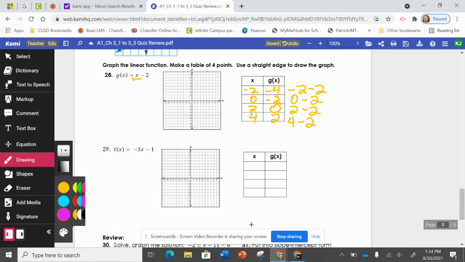If I plot these on my graph, negative 2, negative 4, 0, negative 2, 2, 0, and 4, 2. And then use your ruler or the edge of your notebook to draw your straight line there.